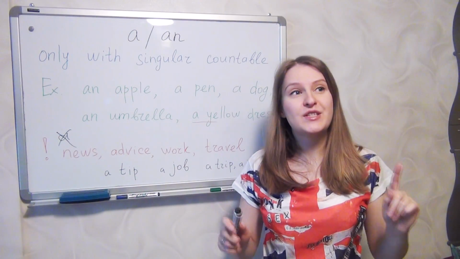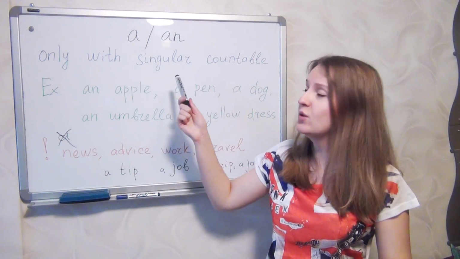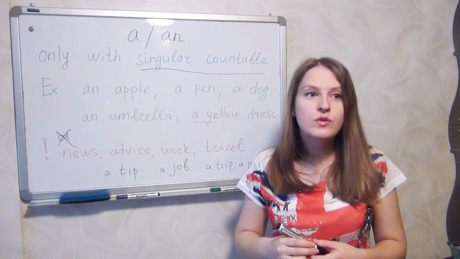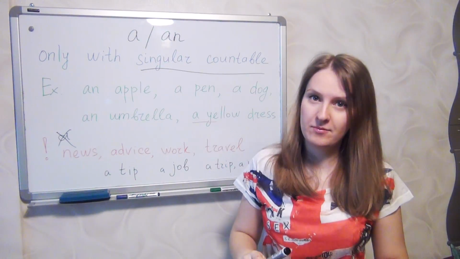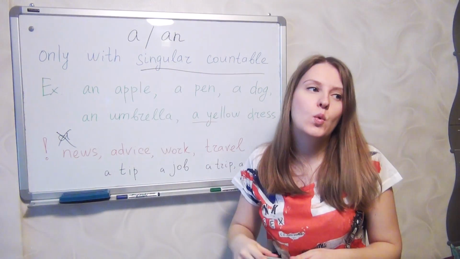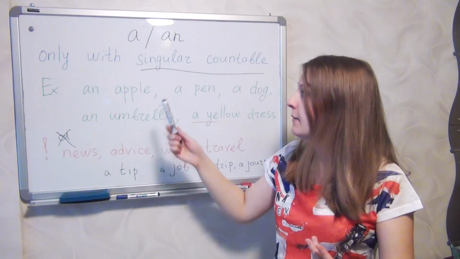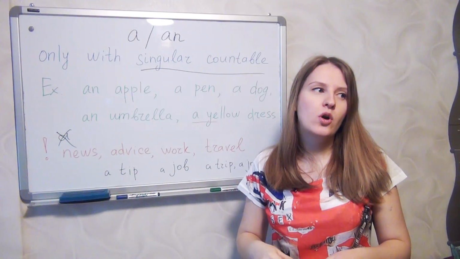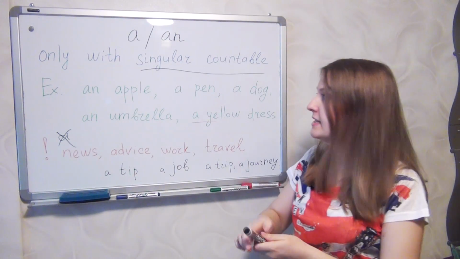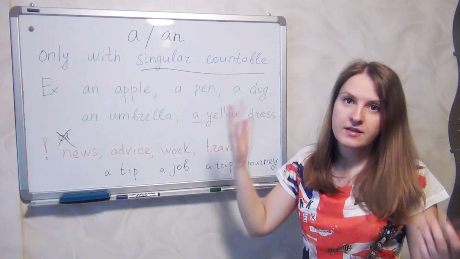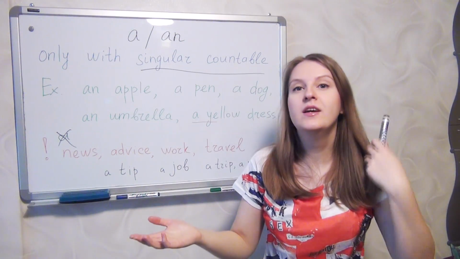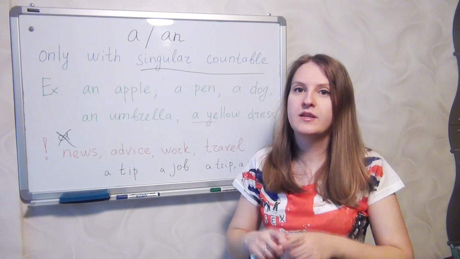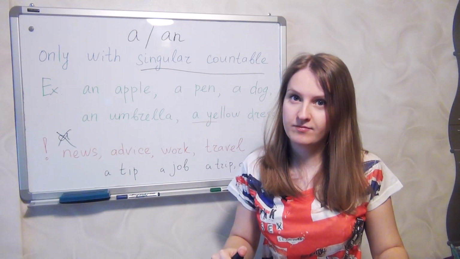There's one more interesting issue here. Singular countable nouns are never used alone, so there should be something accompanying them. An article or a possessive pronoun like my apple, my dog, my friend, or a demonstrative pronoun like this apple, this pen, this friend, and so on, or a quantifier like one friend, and so on. So there should be a determiner.